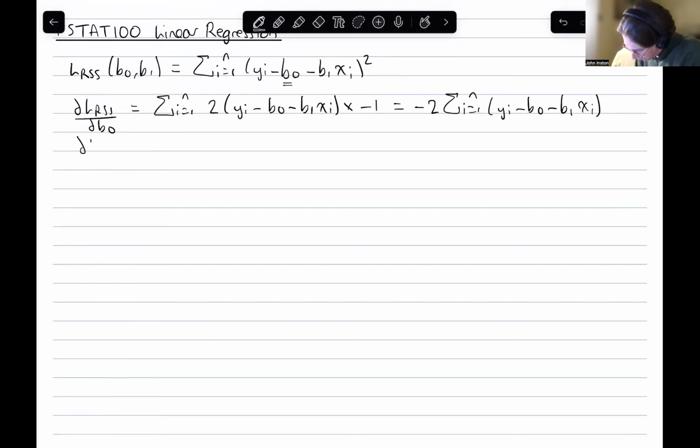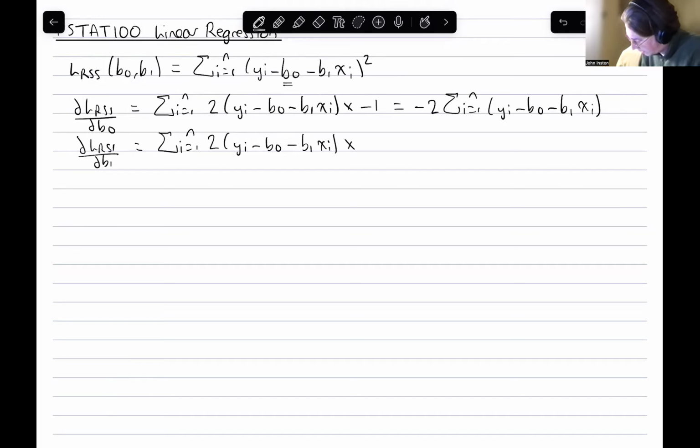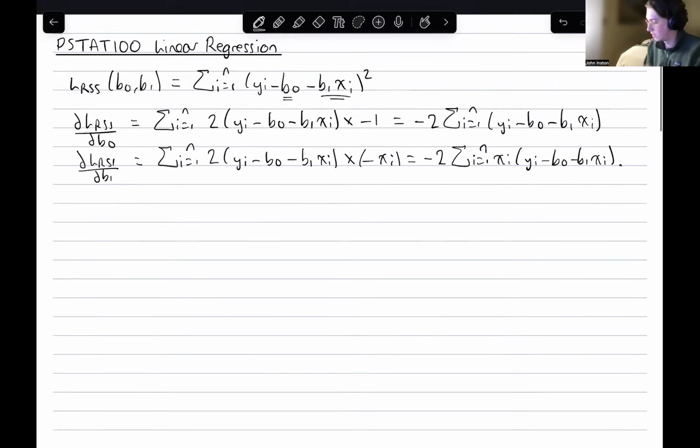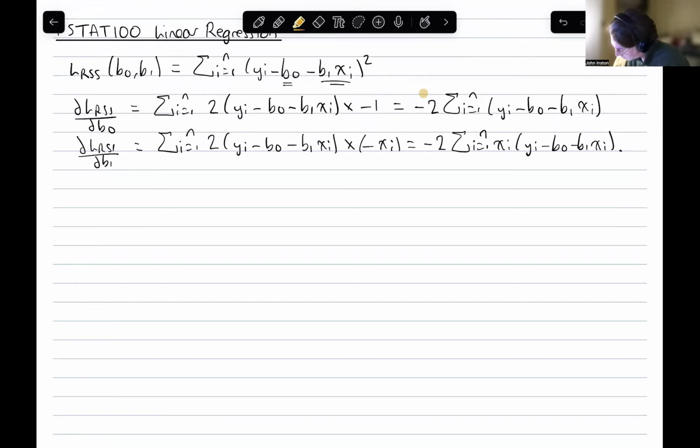And then similarly, hopefully it's clear why if we do it by b1, everything on the first step is going to be the same because it's the same function. So we're going to get 2 (yi minus b naught minus b1 xi). But this time it's going to be times by the derivative of this guy. So this is going to be times by minus xi because it's the derivative with respect to b1. So this now becomes minus 2 sum from i equals 1 to n of xi (yi minus b naught minus b1 xi). Okay, so that's how we get these two expressions that we saw on the second slide.